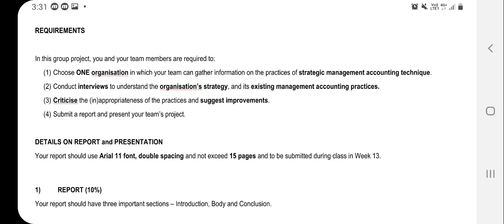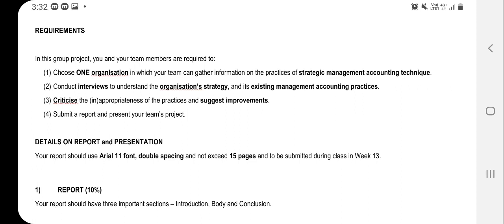And the second step that you have to do is conduct interviews to understand the organization's strategy and its existing management accounting practices. Remember, you have to choose one topic for your group assignment. Focus on that. Let's say you choose a topic about activity-based costing or Kaizen or anything. So you choose that topic, and after you have chosen the company, you have to ask about that using interview or observation or anything. That is the thing that you have to ask during the interview mainly.